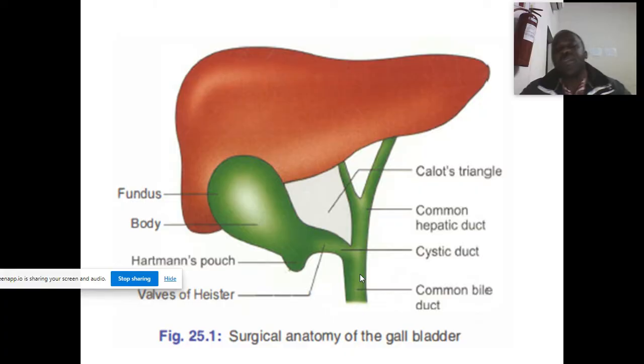So this region is called the Calot's triangle. There are some arteries passing through this region, and also there is a lymph node. This is a very important region for a surgeon, the Calot's triangle. Okay. So when doing surgery related to the gallbladder, it's important to locate the Calot's triangle.